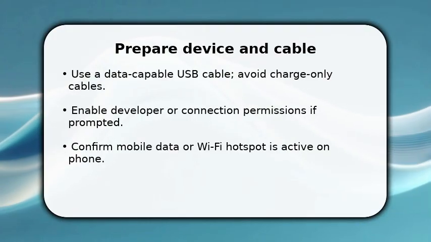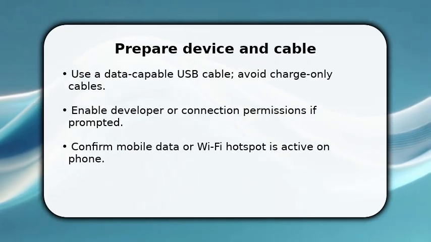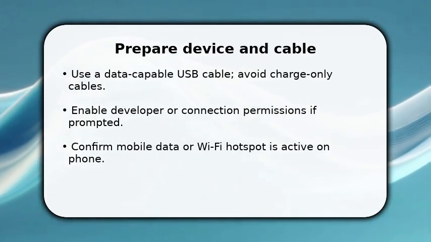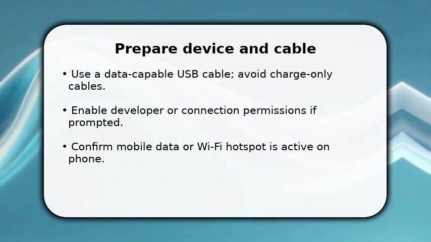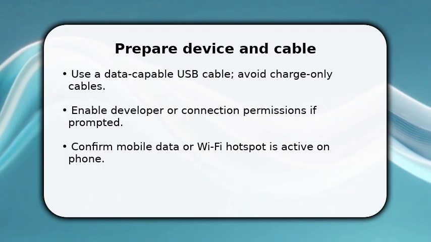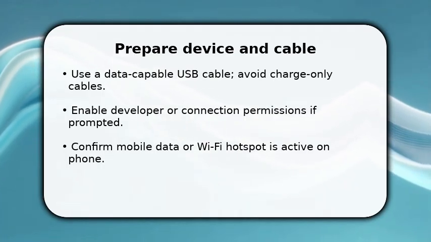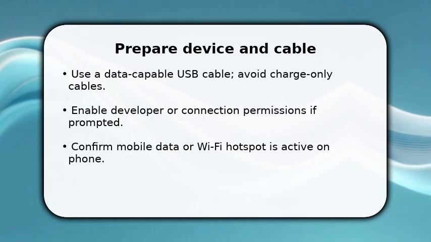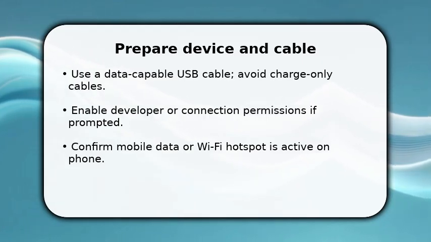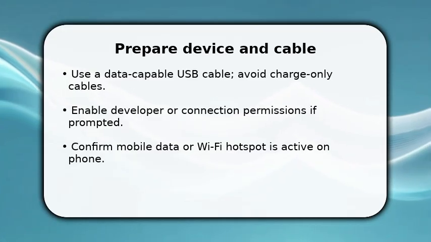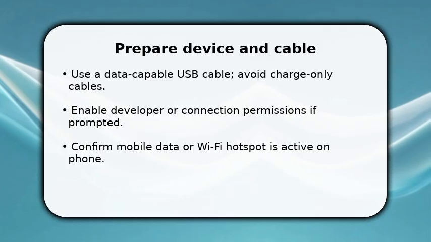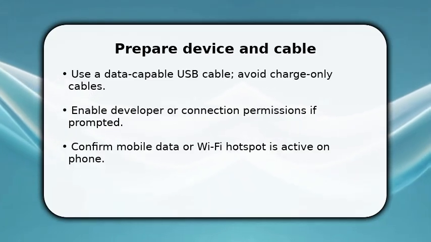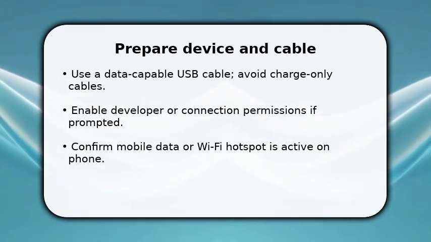You start by preparing the physical connection and permissions. Plug a data-capable USB cable into your phone and laptop because charge-only cables won't carry network traffic. On the phone, make sure mobile data or the hotspot is enabled so the phone can share internet. If the phone asks for USB mode, choose data transfer or tethering. Once done, grant any permission prompts on both devices. Doing these steps first prevents connection failures and speeds up the remaining setup.